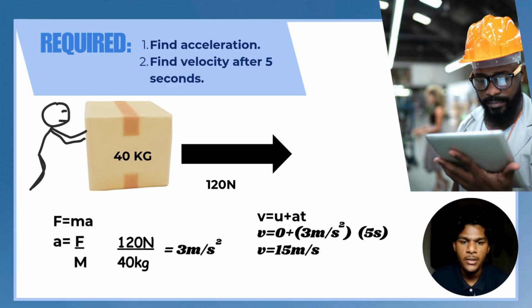To find the velocity, we use the formula v equals u plus at, where u is our initial velocity, a is the acceleration, and t is time. So v equals 0 plus our acceleration times time, which is 3 meters per second squared times 5 seconds. So we get 0 plus 3 meters per second squared times 5 seconds, and for the final answer v we get 15 meters per second.